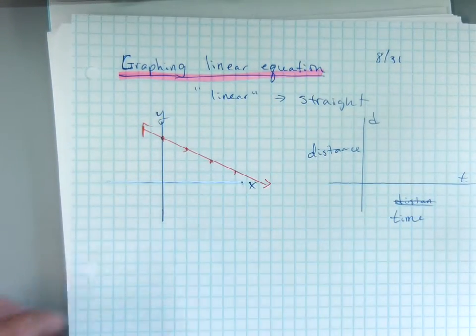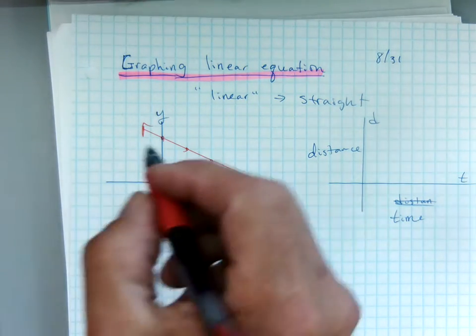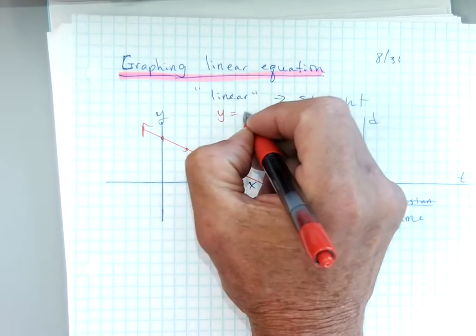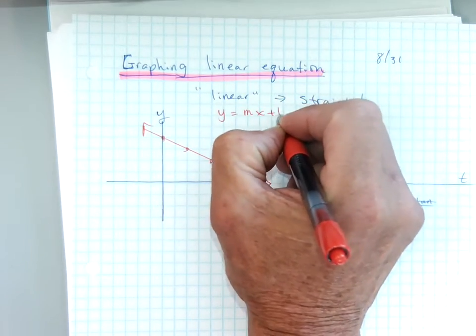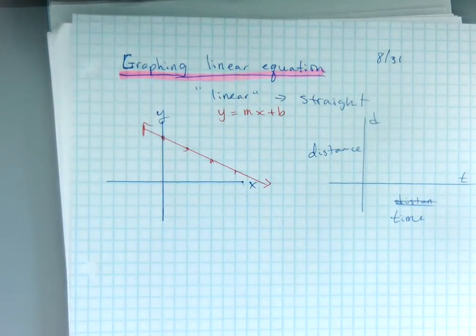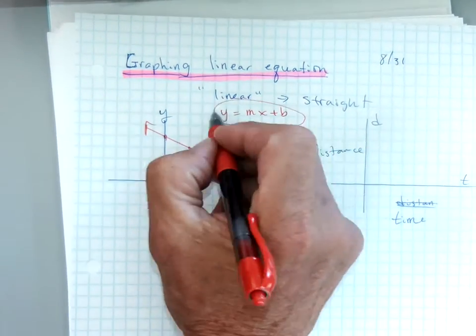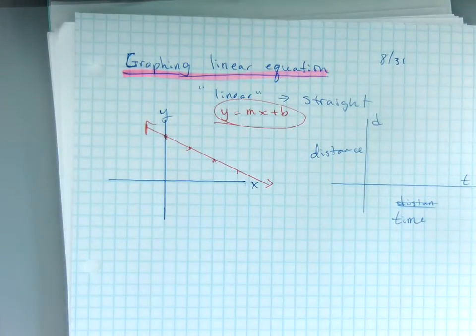And every line has a name. Every different line has a name. The name of this line, well, we're going to use y equals mx plus b. And I'll slow down for a second, okay? Every line has a name, and its name comes from y equals mx plus b.